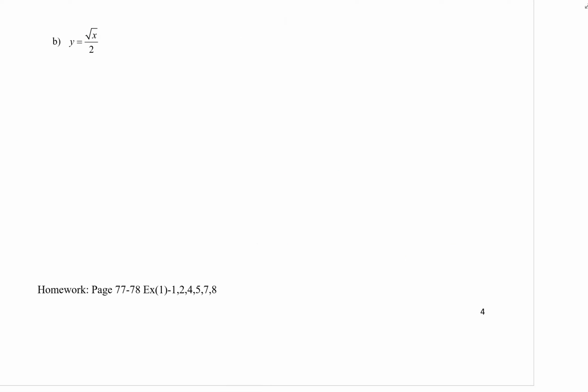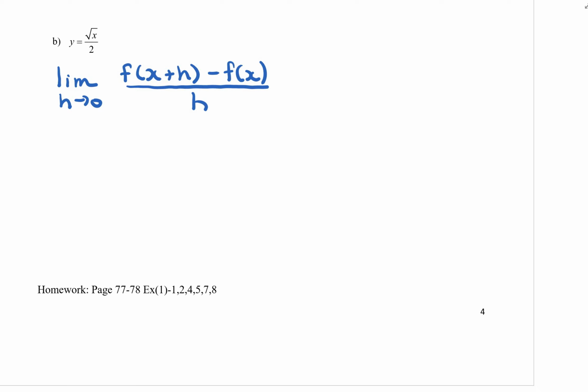All right, let's take a look at example B here. I want to find the derivative of y equals the square root of x divided by 2. If I want to find the derivative, let's start by writing out the definition of the derivative. So the limit as h goes to 0 of f of x plus h minus f of x, all over h here. The definition of the derivative allows us to find the derivative for any function.